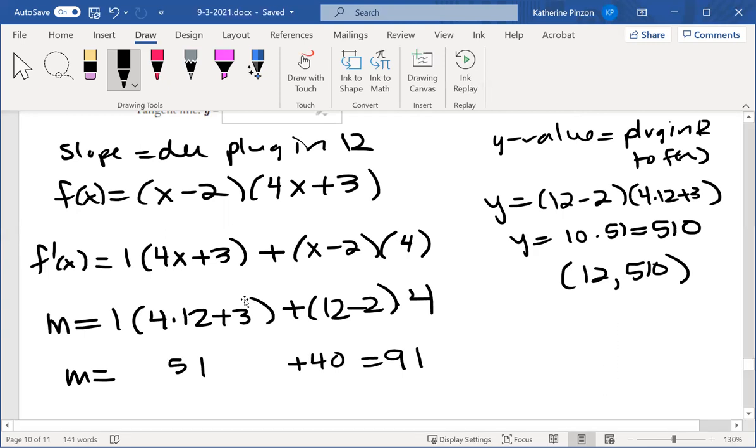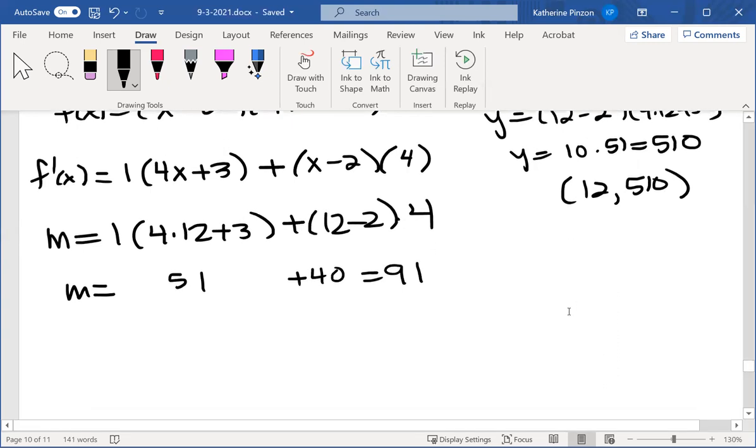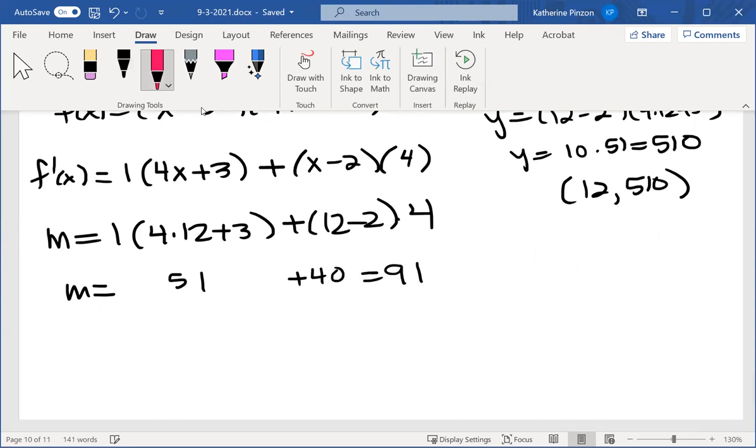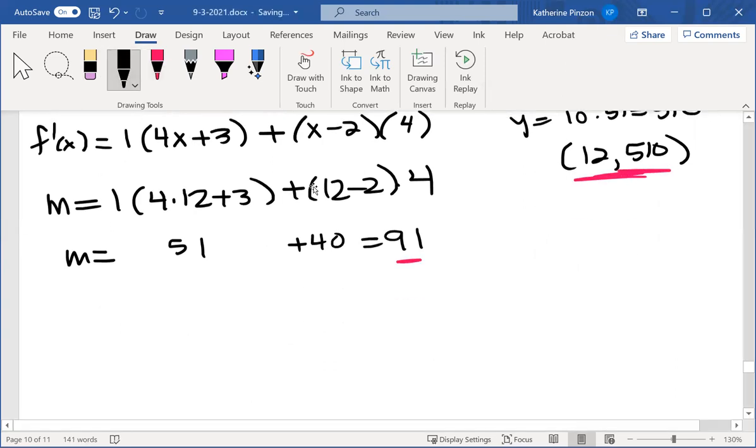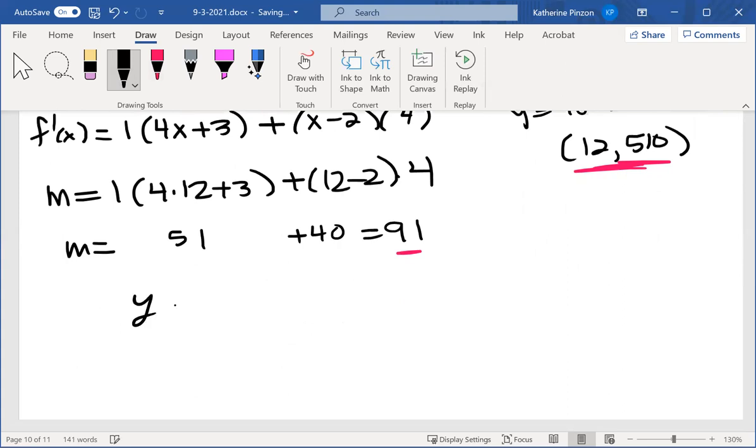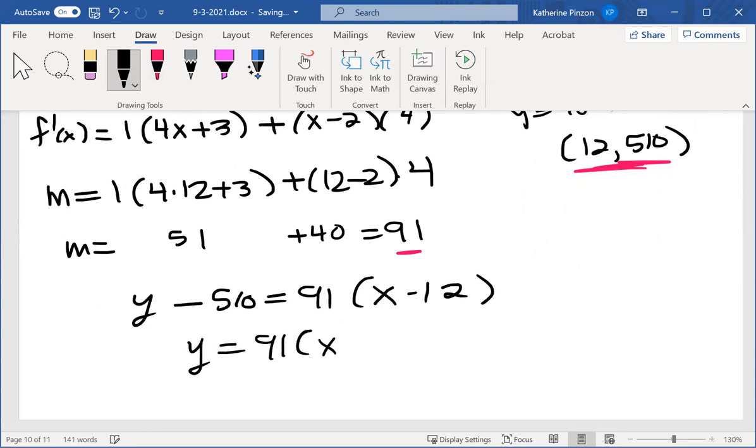Okay, the last thing to do is to find the equation of the line. So I know the slope of the line is 91. I know the point is 12 comma 510. I can find the equation by doing y minus 510 is 91 times x minus 12. y equals 91 times x minus 12 plus 510. I think if you put it in that way, you're going to get it right. If you distribute, you can do that too, right?